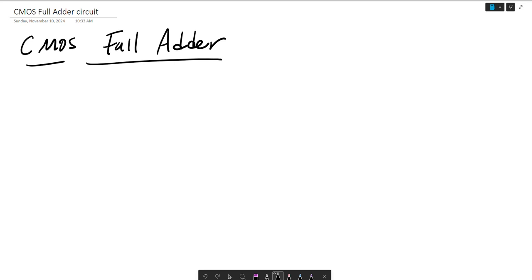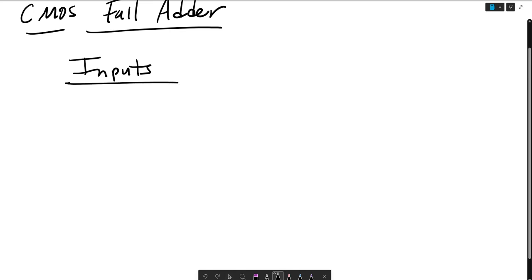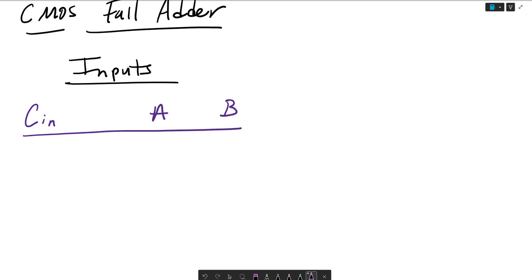So in order to start, we need to first consider the type of inputs and outputs that a full adder has. So for the inputs, we can consider a C-in, which is basically the carry in from a previous circuit, the first input and the second input, and these can have different combinations.